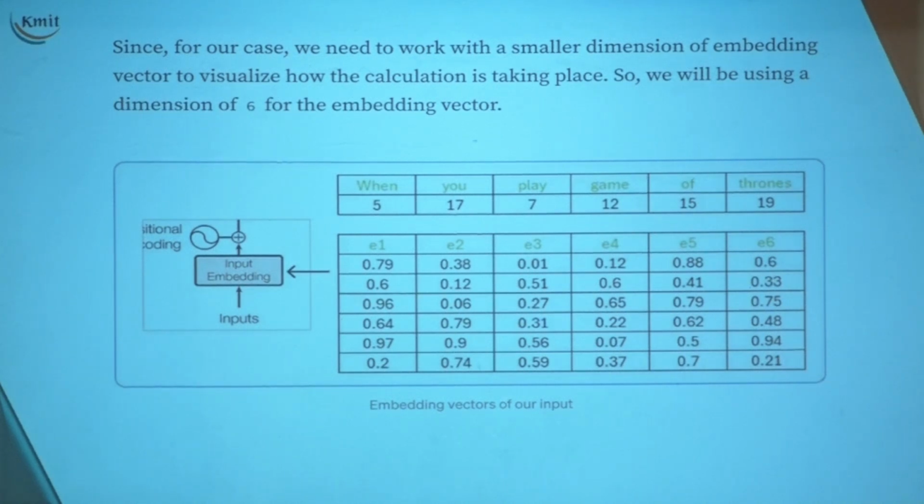So what is the sentence there? When you play Game of Thrones. So I have a position for each of them. I also generated a 6-dimensional embedding vector for each word. Understood? Okay. So what is that first table?